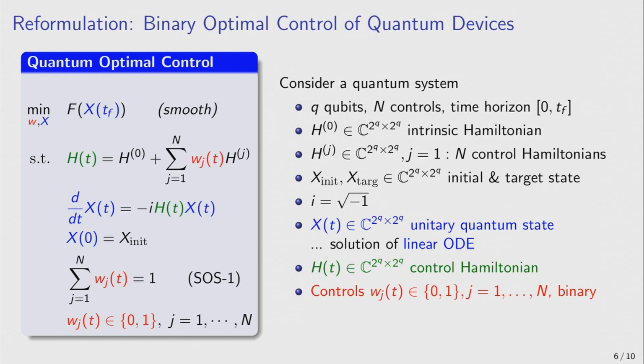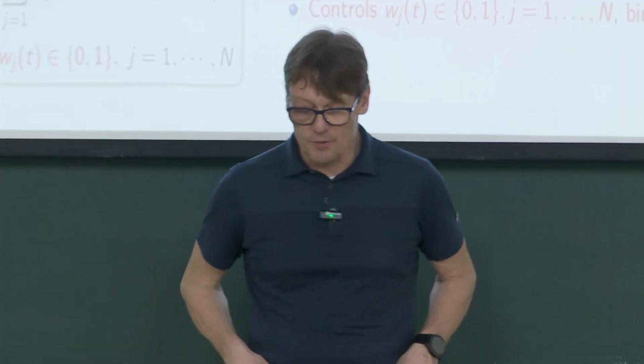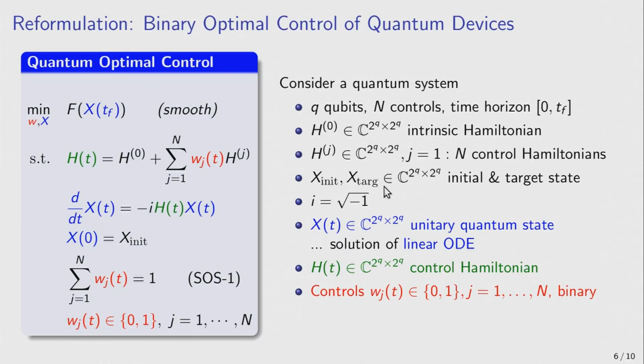So this is a binary quantum optimal control problem. We're interested in a quantum system that has q qubits and n controls. The controls you can think of as being lasers that target the qubits. There is an intrinsic Hamiltonian matrix. In quantum systems, these Hamiltonian matrices are symmetric matrices of size 2 to the q by 2 to the q, where q is the number of qubits. These are very big complex matrices.